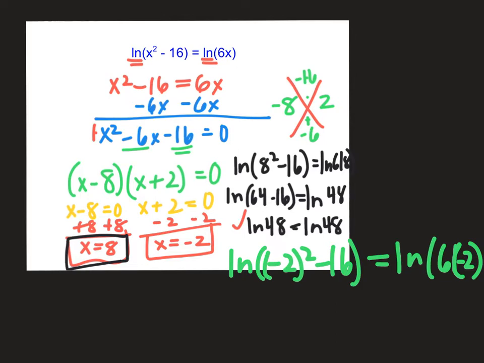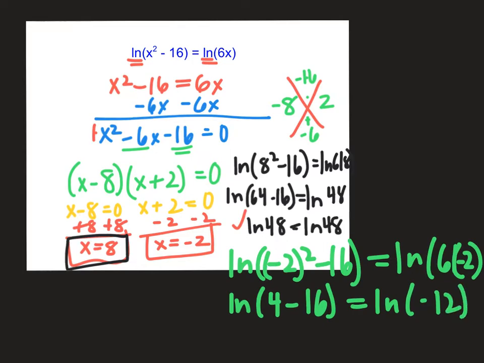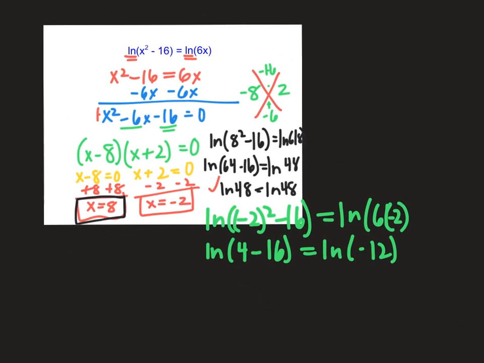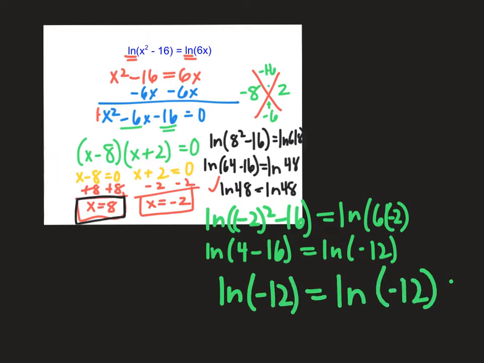All right, if I square -2, you're actually doing -2 times -2. So you get a positive 4. So I'd have the natural log of 4 minus 16 equals the natural log of 6 times -2 gives me a -12. If I do 4 minus 16, I get the natural log of -12 equals the natural log of -12, and those two things are in fact equal.